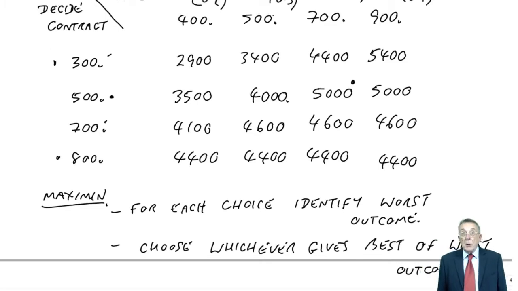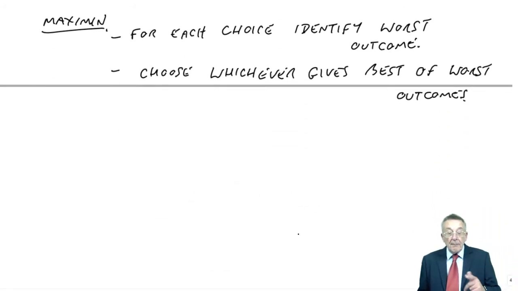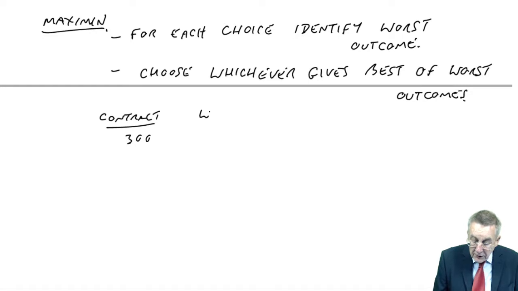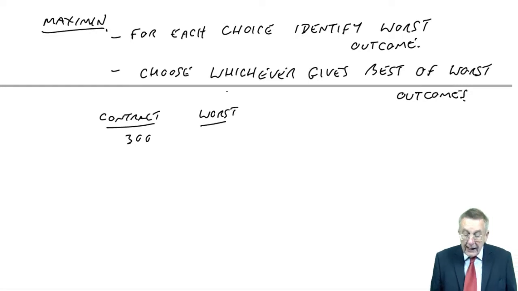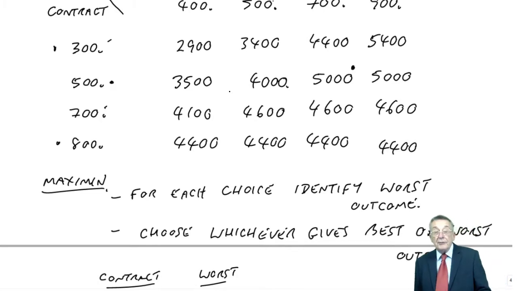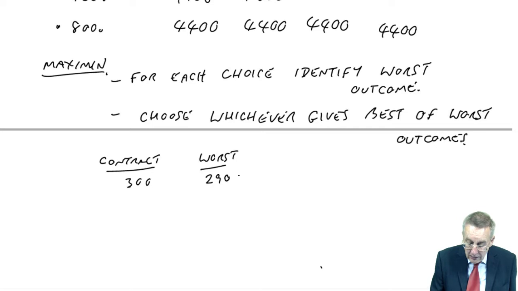Now it's very easy, you can almost do it just by looking at it, but to be certain, remember our choices. First of all, we could contract 300. What's the worst possible outcome? Well, if you contract 300, it'll be 2,900, 3,400, 4,400 or 5,400. The worst outcome is 2,900.